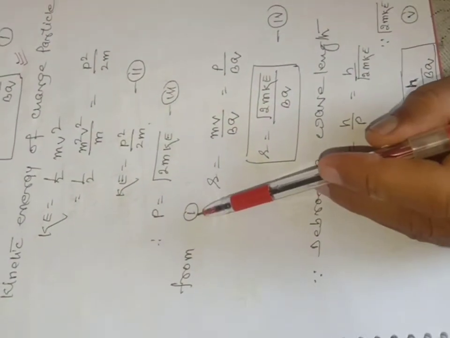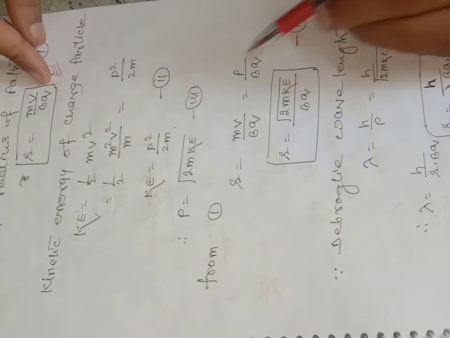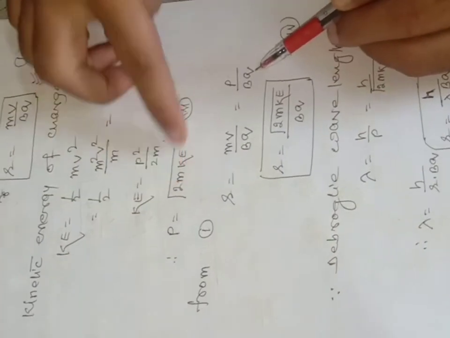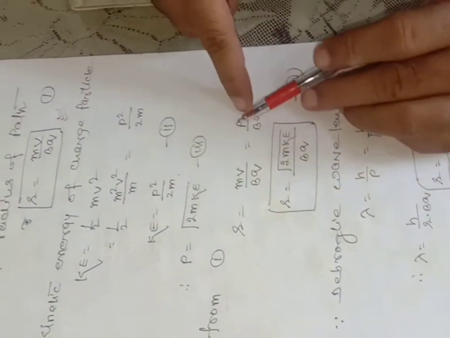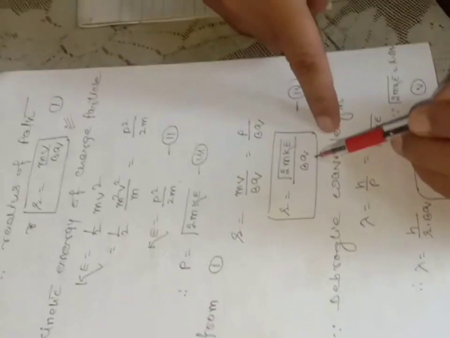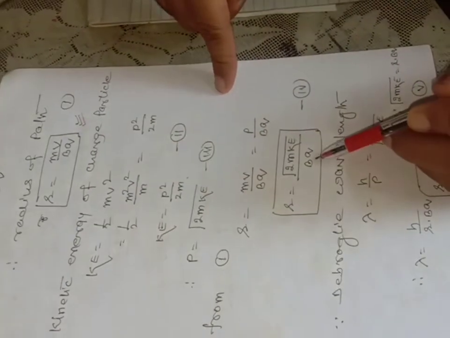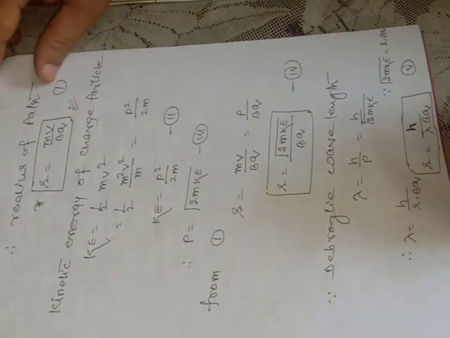Clear? So first, what is the radius? R is equal to, as you know, mv by bq. mv is the linear momentum, and linear momentum is equal to under root 2mk. Instead of p, write down under root 2mk. So the radius of the path becomes under root 2mk by bq. So it is the radius of the path in terms of kinetic energy of the charged particle, magnetic field, mass and charge.